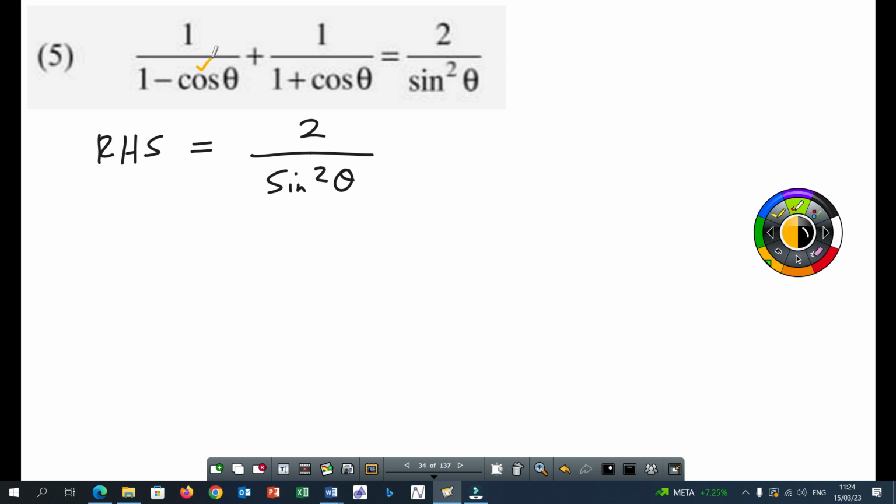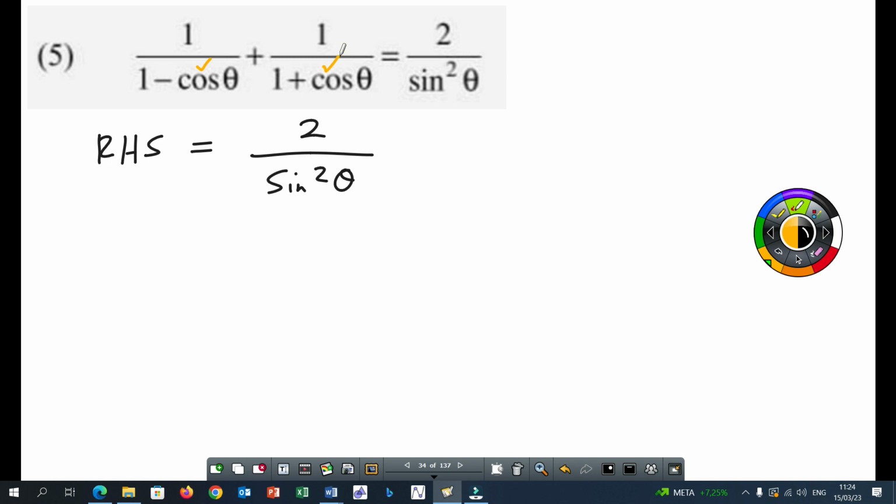If I multiply this denominator and that denominator, I know that I will get a difference of 2 squares. And that difference of 2 squares is going to be 1 minus cos squared theta. Which means I need to convert this sine squared theta to 1 minus cos squared theta. Let the question itself guide you.